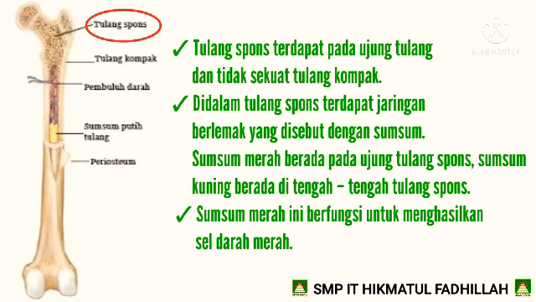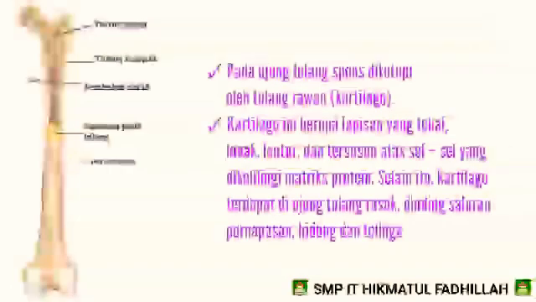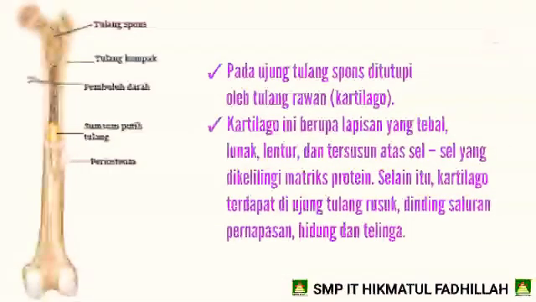Red marrow is at the end of the sponge bone. Yellow marrow is in the middle of the sponge bone. And the last, cartilage: the ends of the sponge bone are covered by cartilage. This cartilage is a thick, soft, flexible layer composed of cells surrounded by a protein matrix. In addition, cartilage is found at the ends of the ribs, walls of the respiratory tracts, nose, and ears.